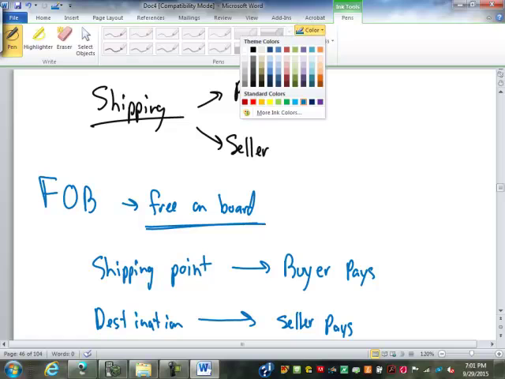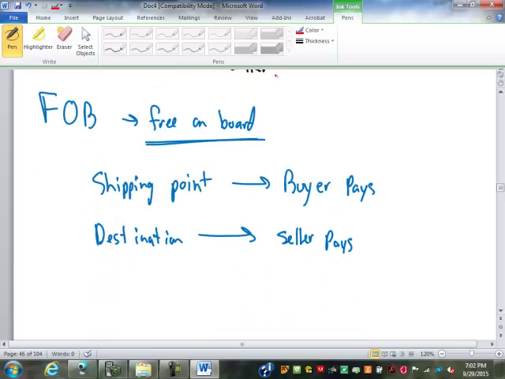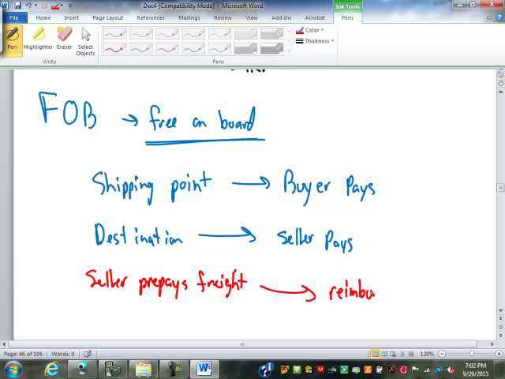Now, this terminology is a little bit antiquated. It's still used, but not as common as it used to be. So quite often, the terminology that's just going to be used is that the seller prepays. And if the seller prepays the freight, that means they will be reimbursed by the buyer.